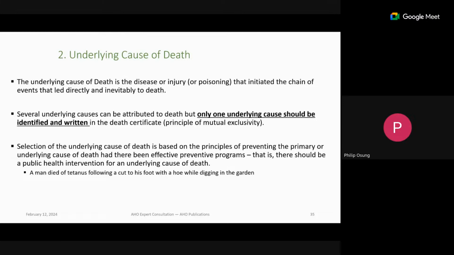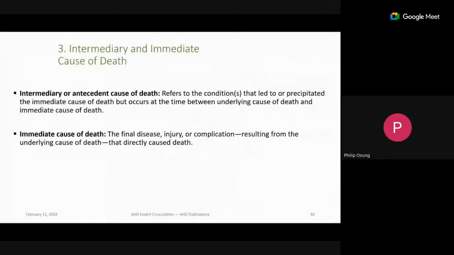Several underlying causes can be attributed to a death, but only one underlying cause should be identified and written down. And the underlying cause of death is important in public health intervention because if you have an intervention to address that particular underlying cause, then more often than not, you would be able to address deaths occurring from that particular area. And then you have the intermediary cause of death, which are the other conditions that precipitated the immediate cause of death, but occur in the time between the underlying cause and the immediate cause of death.